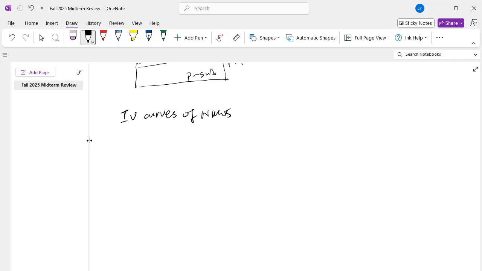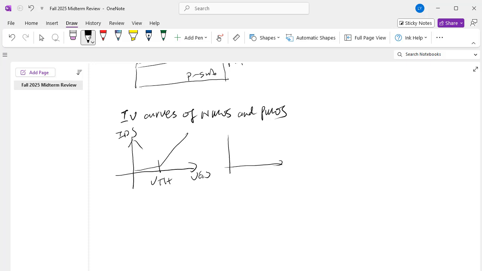We had a quiz on this. Remember that the VGS versus IDS curve for NMOS, there's a threshold voltage, VTH. So this is VGS, and this is IDS. For the VDS versus IDS, it looks like this. So this point, keep in mind, that's on the x-axis. Okay, so that voltage is VDS set.